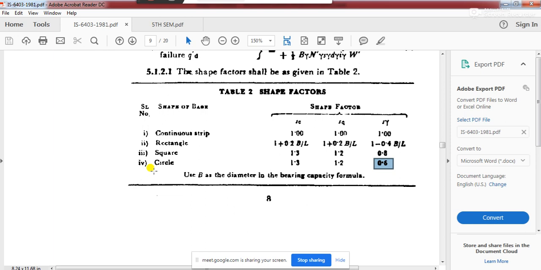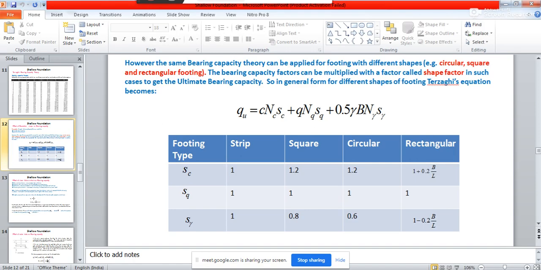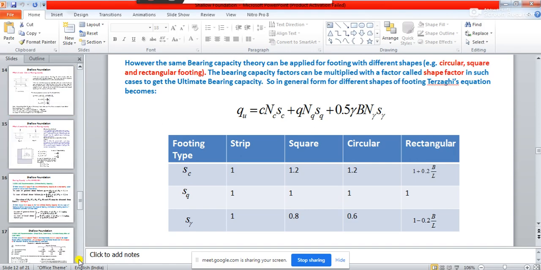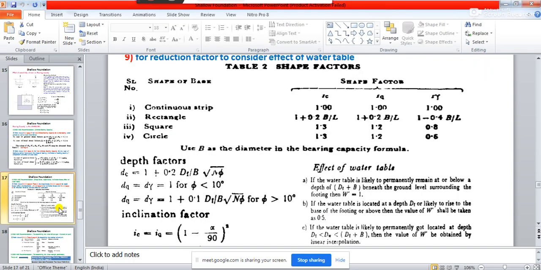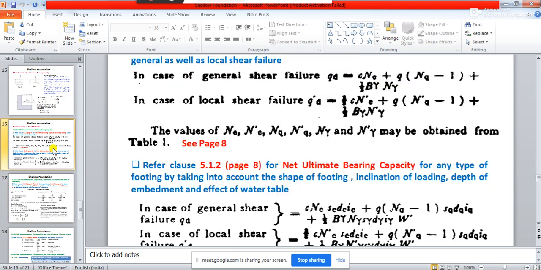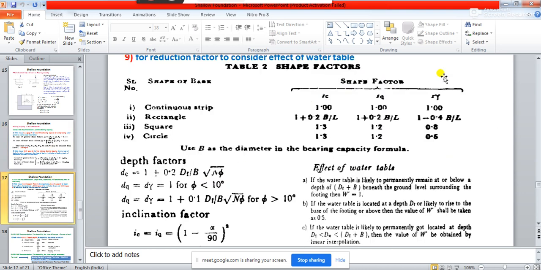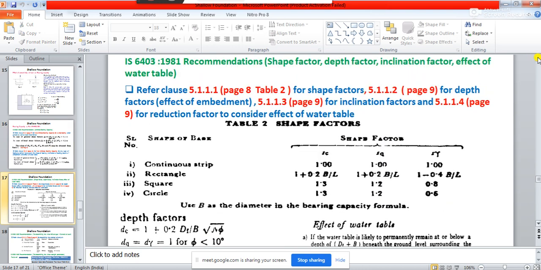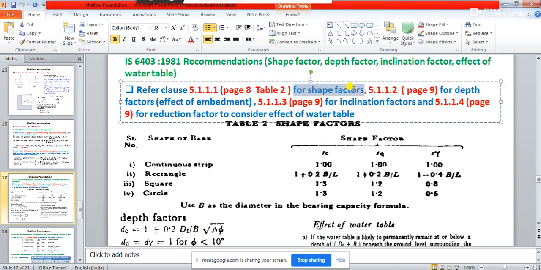So if it is a continuous strip footing, you use the shape factor values SC, SQ, S gamma as 1. If it is not a continuous footing, you use the shape factor value according to the shape of the footing, from the Indian Standard Code. So next, for shape factor we have discussed.